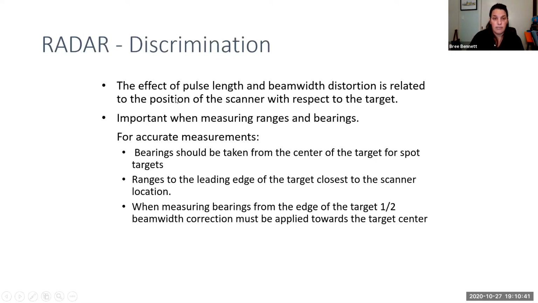Okay, what we're looking at here: to zoom in to as small a scale as possible when you're taking your range and bearing of targets or for navigation, to make sure that you get the most accurate measurements.